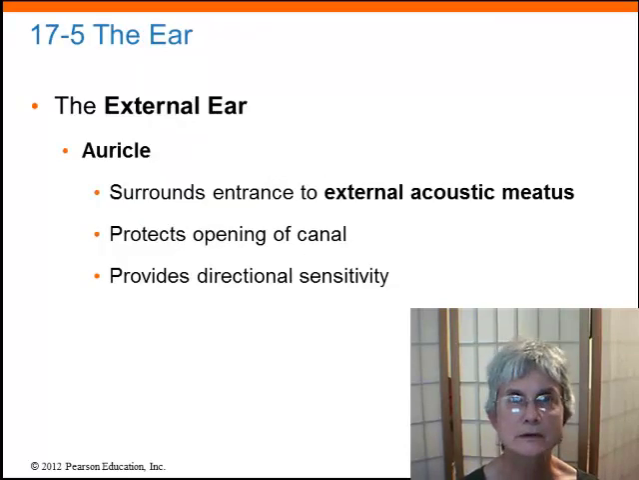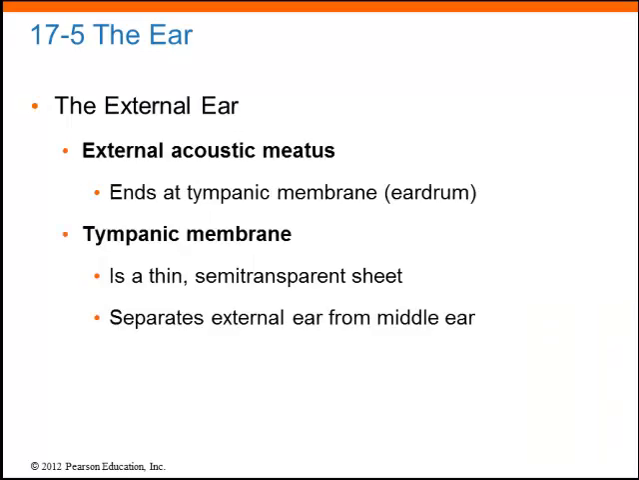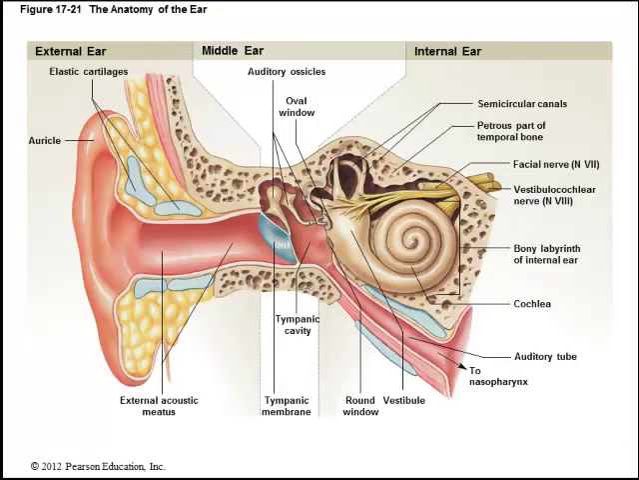We'll start with the external ear, with the auricle, which collects and directs the sound waves into the external acoustic meatus, which funnels the sound to the tympanic membrane. The tympanic membrane, as you can see in the image, separates the external ear from the middle ear cavity.